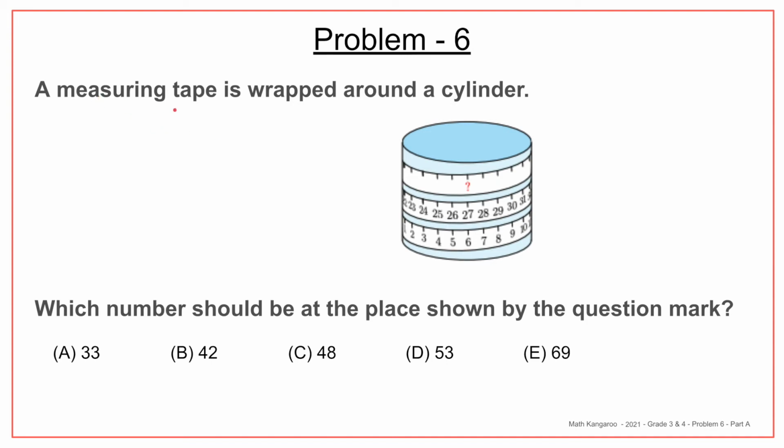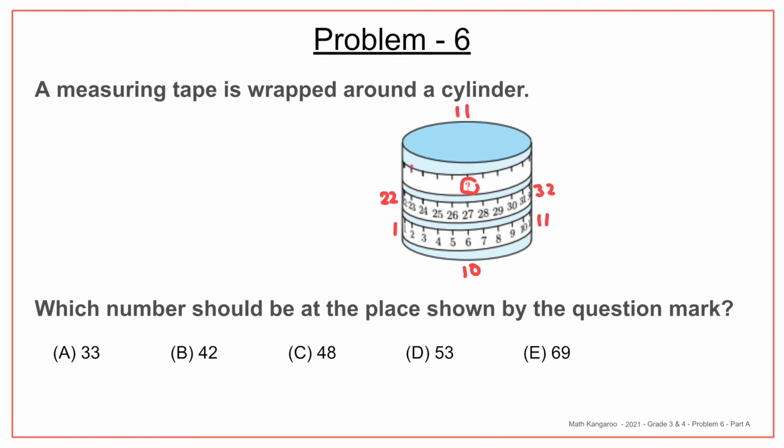Problem 6. A measuring tape is wrapped around a cylinder. This is the cylinder and a measuring tape is wrapped around it. Which number should be at the place shown by the question mark? And this is the question mark. These are our options. So the tape starts from 1, reaches 11, and then comes here to 22, and then it is 32. So the difference between this is 10, and from here to the back it is 11.